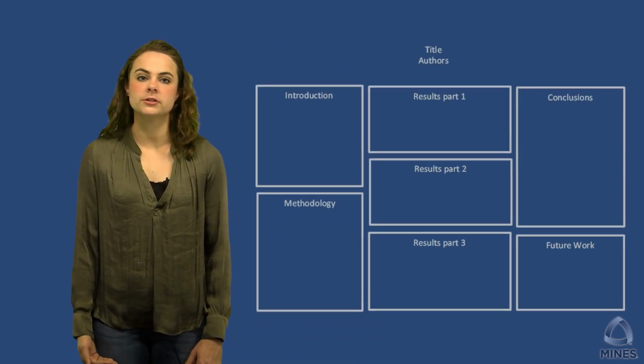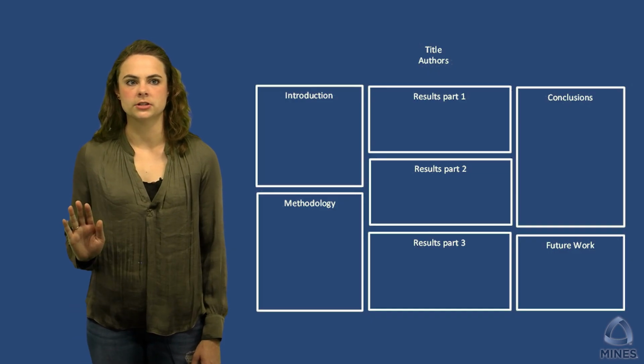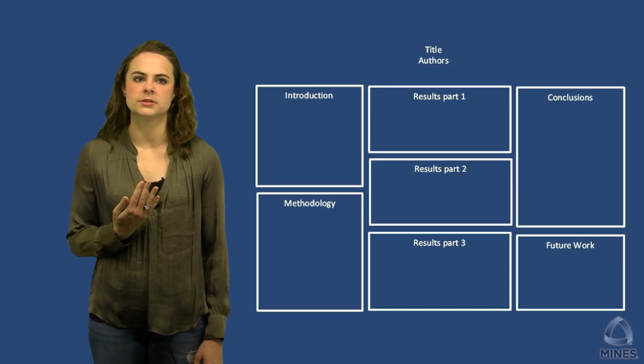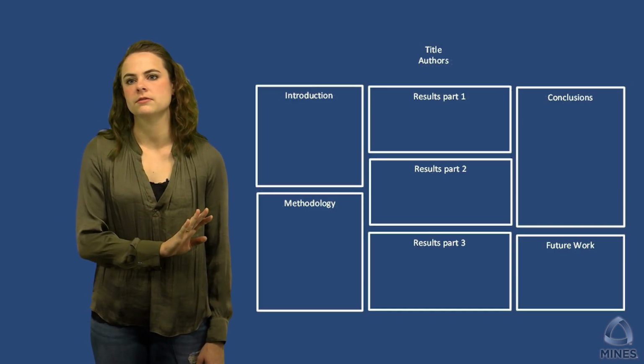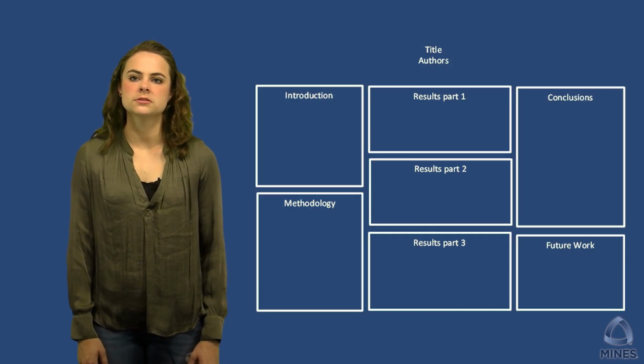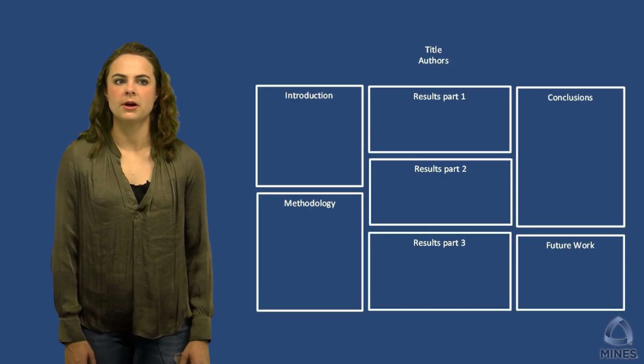Let's also discuss how to design an effective poster using these elements. First, keep in mind that English speakers are accustomed to reading left to right and top to bottom. Your poster should follow this logical flow as well. I prefer to use 3 columns, the left for introduction and methodology, the center for results, and the right for conclusions and future work.